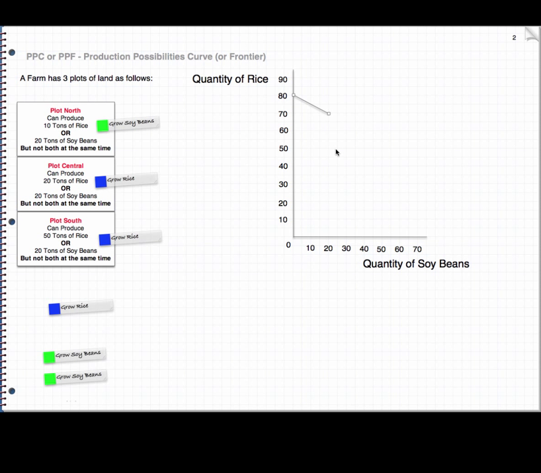But now let's say next year they want to grow another 20 tons of soybeans. Well, does it give up plot south or plot central? Well, in this case, it'll be plot central because they give up the least amount of rice to get the soybeans. So we give up rice, grow the soybeans. And so now to get the 20 tons, we don't give up 10 tons of rice, we give up 20 tons of rice. So that would be a line such as this.